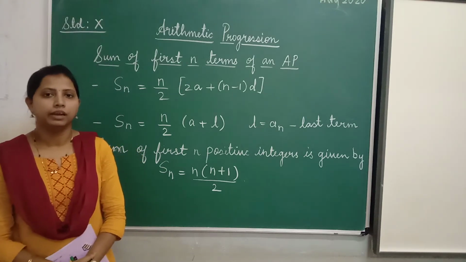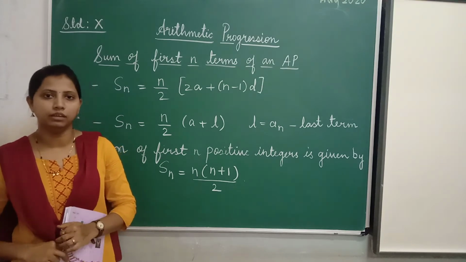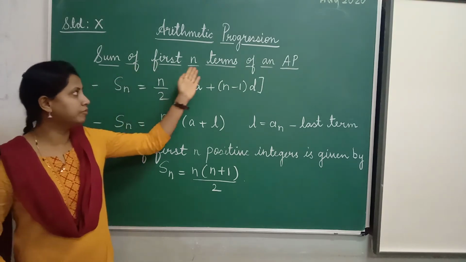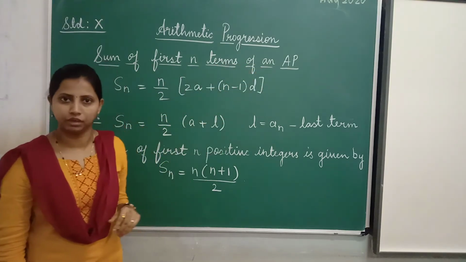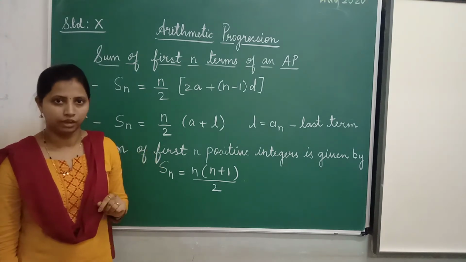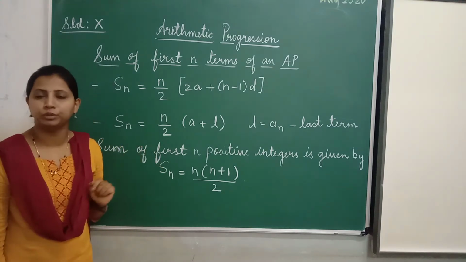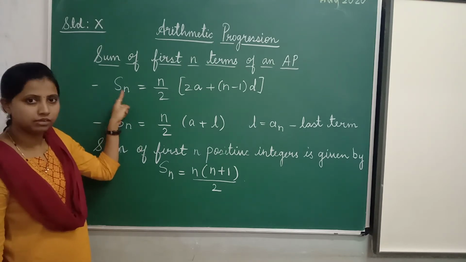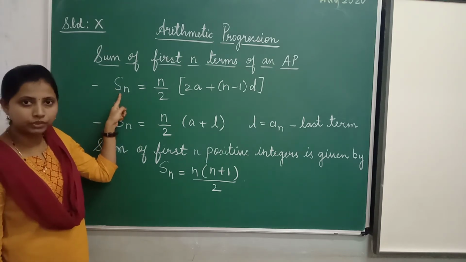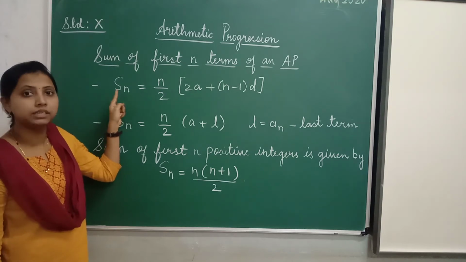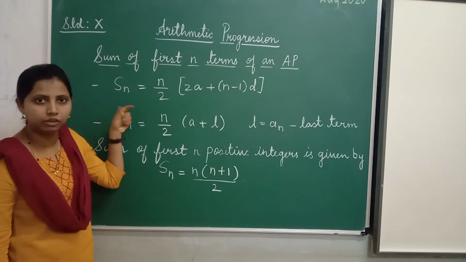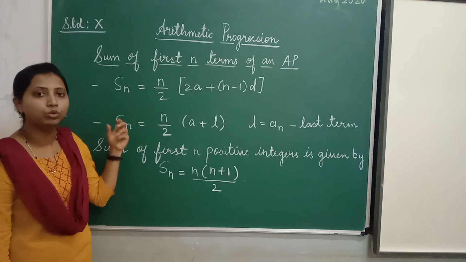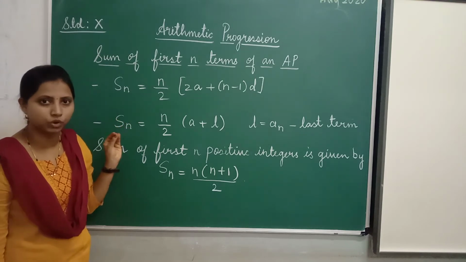Good morning children. In today's class we will study how to find the sum of first n terms of an AP, how to add the terms of an AP. For that you have to use the formulas. So the formulas are here. Sn, S represents sum of the terms of an AP, n represents number of terms. It may be 13th term, it may be 20th term. So how to find the sum of n terms of an AP?